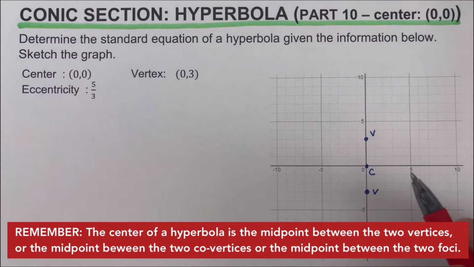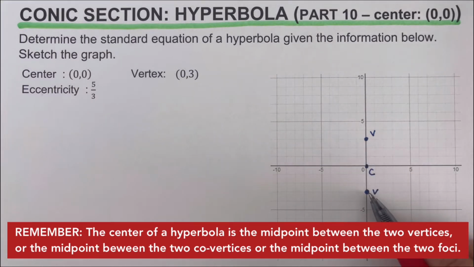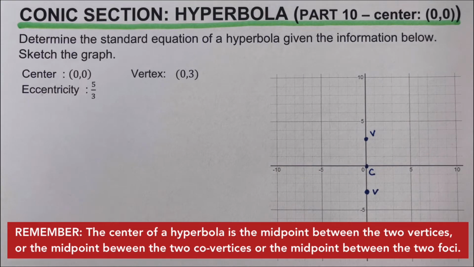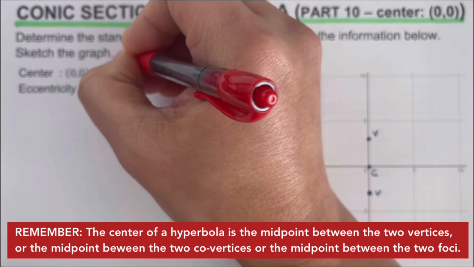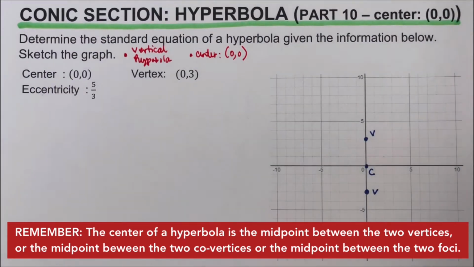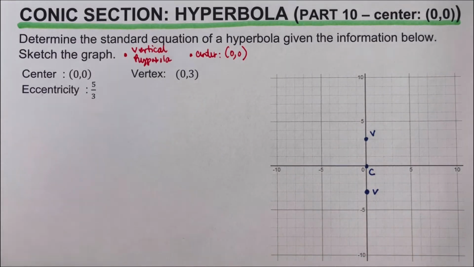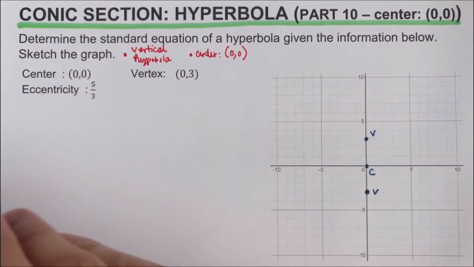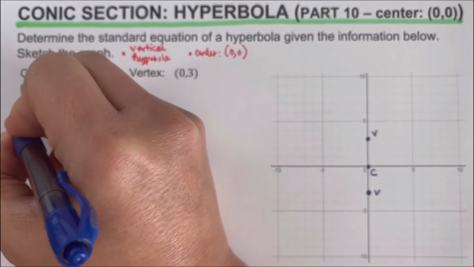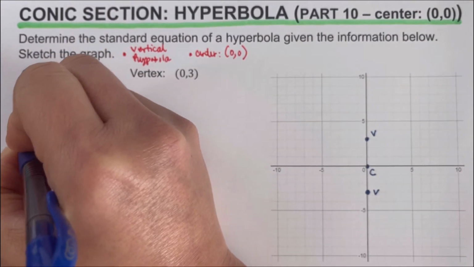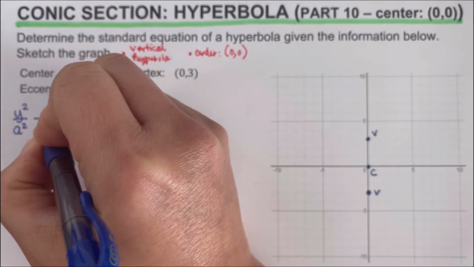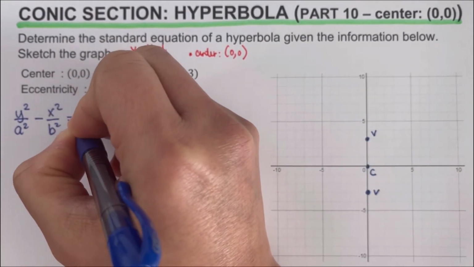As you can see right here, since these two vertices are vertical relative to each other, we can go ahead and say that this is an example of a vertical hyperbola with center at 0, 0. So I'm going to go ahead and write that information up here. Since this is a vertical hyperbola, we can write the general equation for a vertical hyperbola right here. So that is y squared over a squared minus x squared over b squared equals 1.